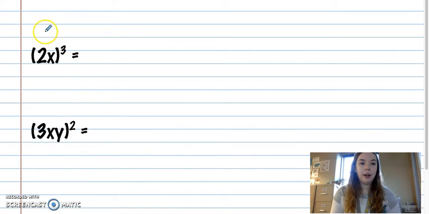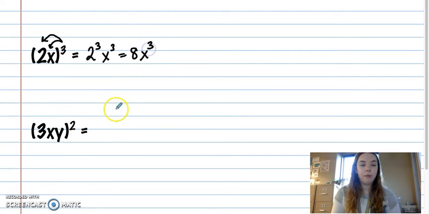Okay. Here, these are a little bit harder because you're going to have to distribute. So the distributive property, remember, means that you take that cube to both things on the inside. So you'd have 2 cubed and x cubed. So 2 to the 3rd power is 8. So you have 8x cubed.